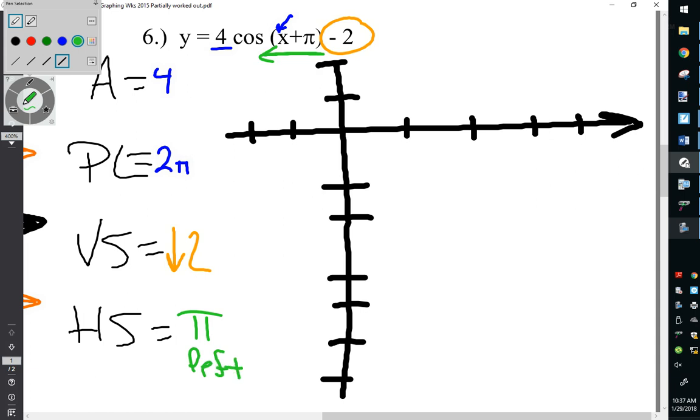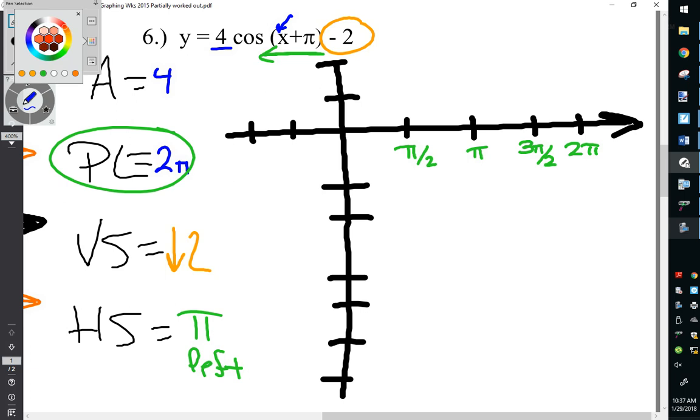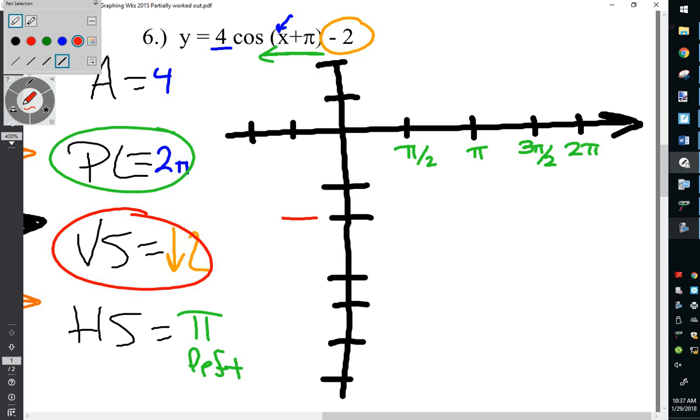Let's make my graph. I did my 4 hash marks. The 4th one is 2 pi because my period length is 2 pi. Cut it in half, and count. 1 half, 2 halves, 3 halves. Next thing I always do is my midline. Since my midline is down 2, I'm going to go down to -2 and draw my line. That's the middle.